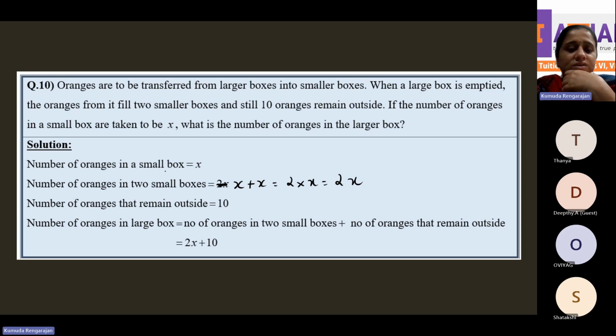So number of oranges in a small box, X. Number of oranges in 2 small boxes, X plus X, which is 2X. Number of oranges that remain outside, 10. So number of oranges in the large box is equal to number of oranges in the 2 small boxes plus the number of oranges that remain outside. So it is 2X plus 10.